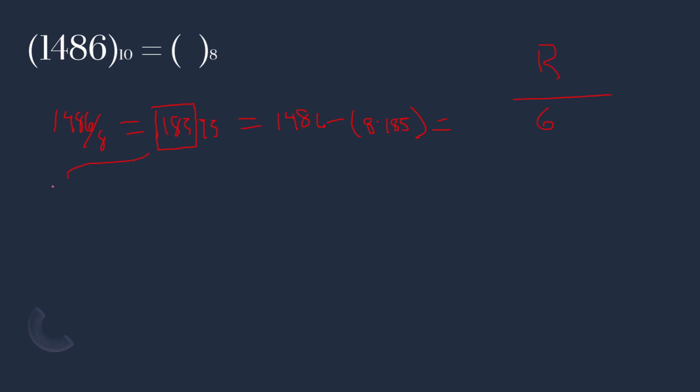We're going to take this 185 and do the same thing for it. Divide it by 8. What's that quotient? 23.125. All we care about is the 23. So 185 minus 23 times 8. What is that remaining value? It is 1. So we bring this 23 here.